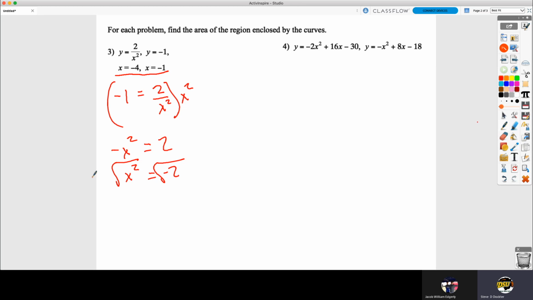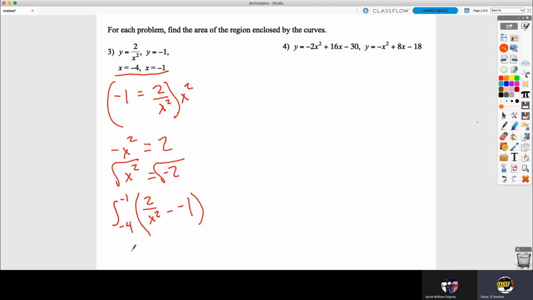To get the integral set up for this, what are we going to do here? Integral from what to what? Yeah, -1 to -4. And then what do we do with the two equations? Yeah, we subtract them. And then you throw that in your calculator and then you're good. Questions at all there?